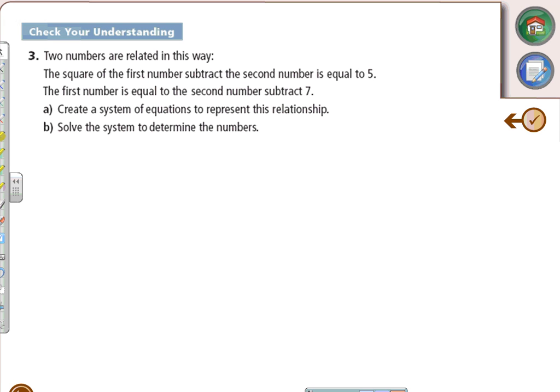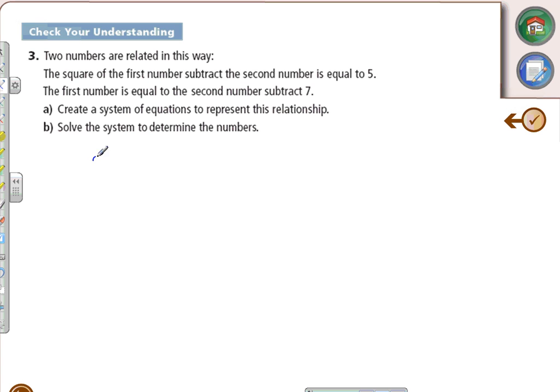All right, example number 3. Two numbers are related in this way. Square the first number, subtract the second number is equal to 5. And the first number is equal to the second number, subtract 7. Ooh. Let's create this system. Make two different equations.